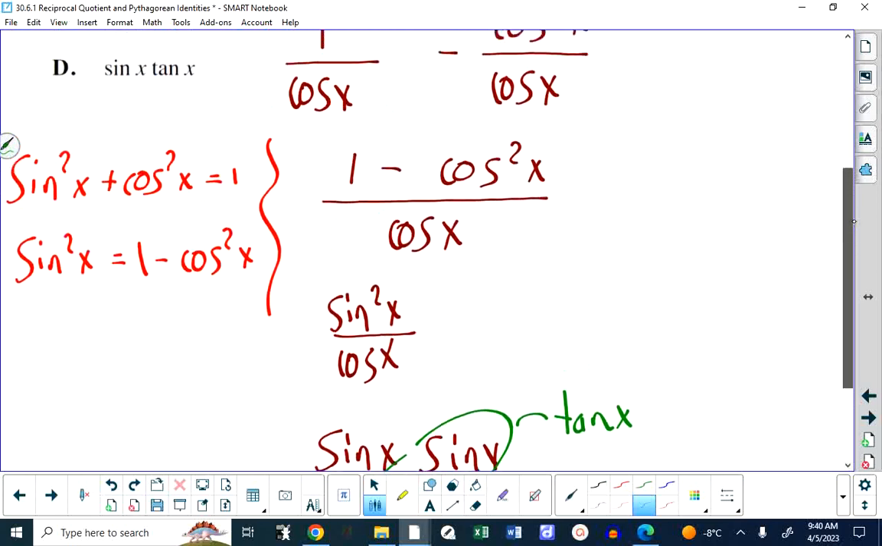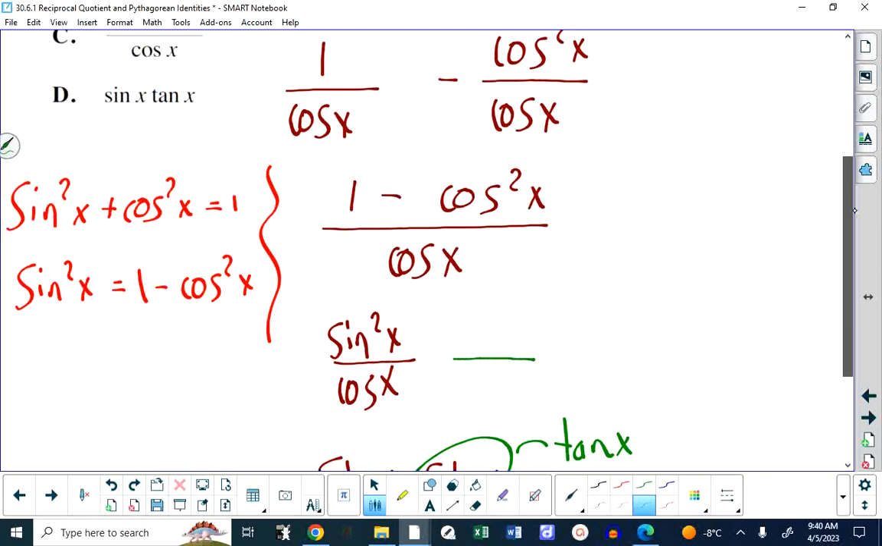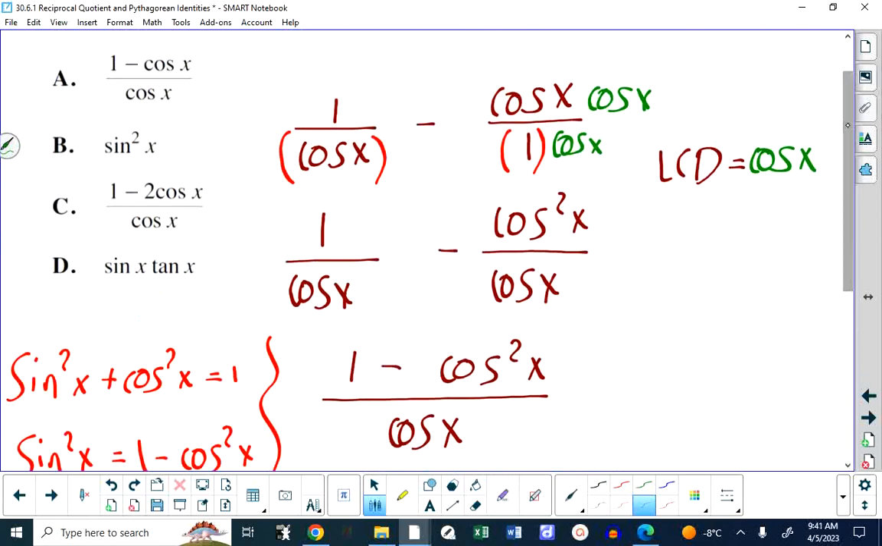Alternately, if you're confident that this is the answer, that it's a correct result, alternatively, you could go to all your choices and start trying to find out which one of them you can turn into sine squared over cos. Other questions?